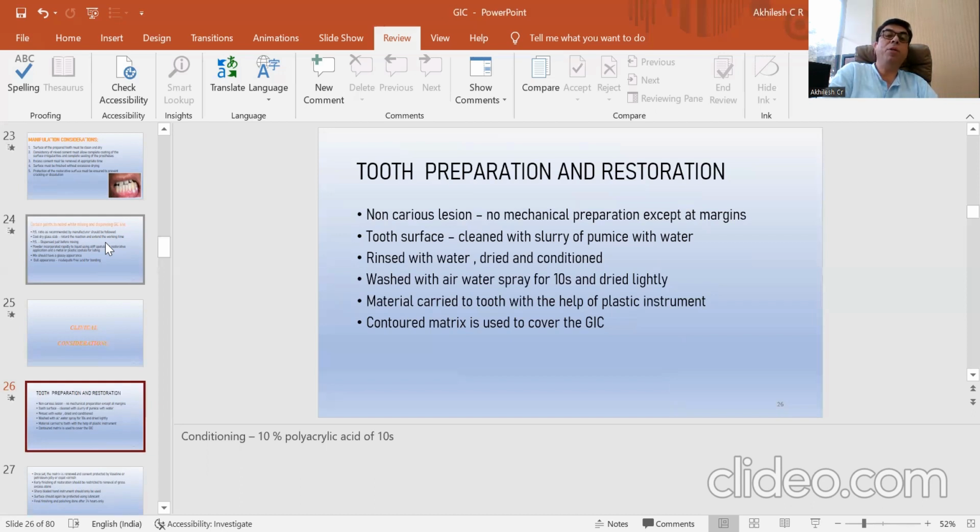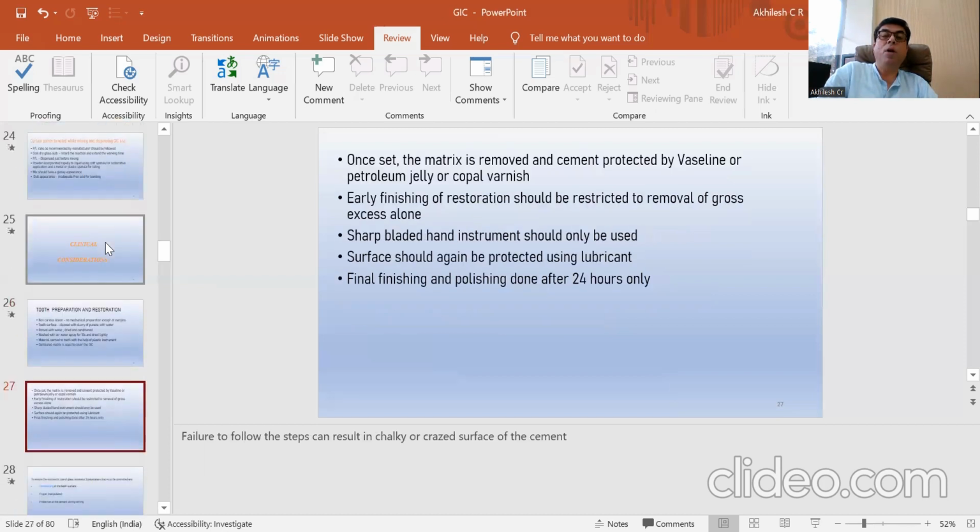Number four, washed with air water spray for 10 seconds and dried lightly. Material carried to the tooth with the help of plastic instrument. Contoured matrix is used to cover the GIC. Once the matrix is removed, the cement is protected by Vaseline or petroleum jelly or copal varnish.